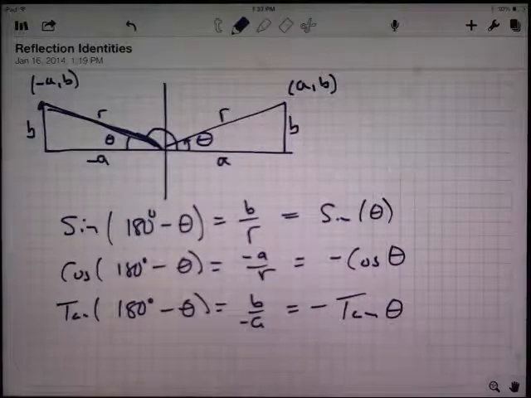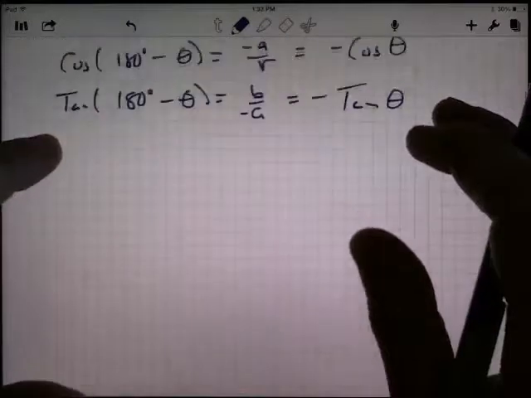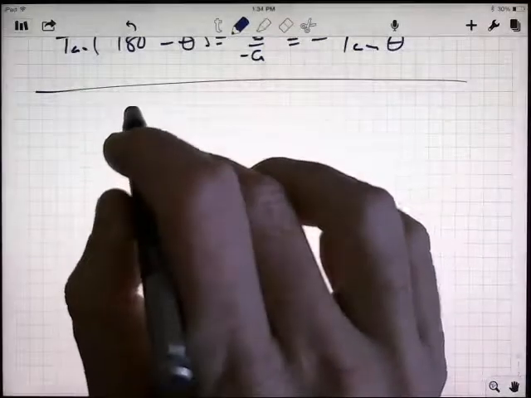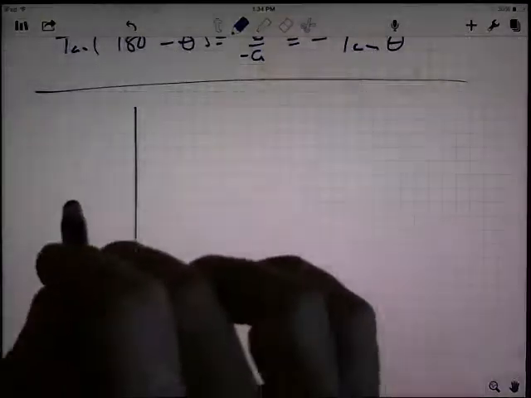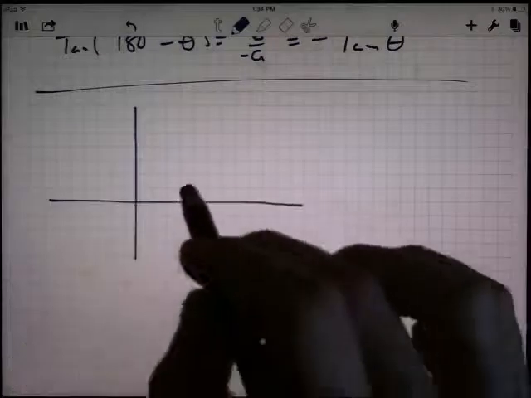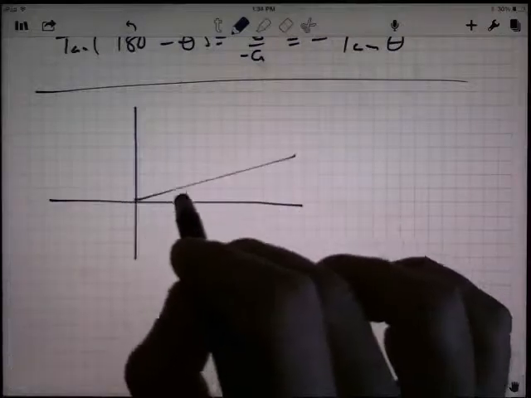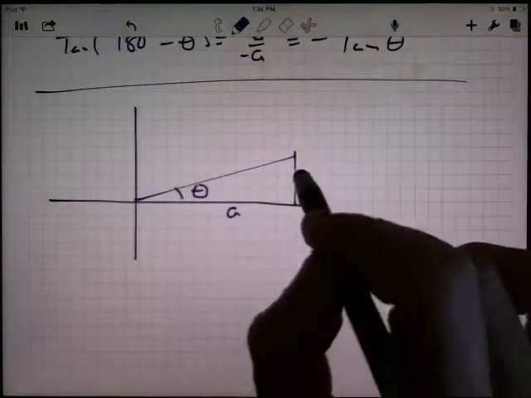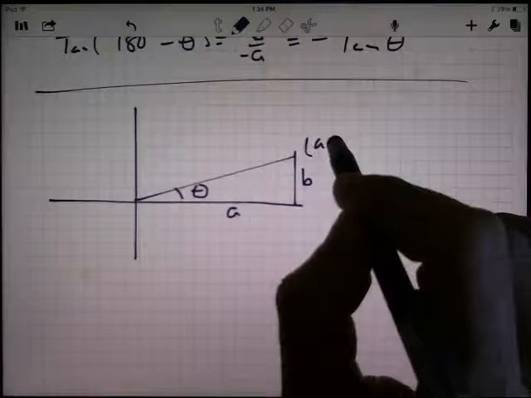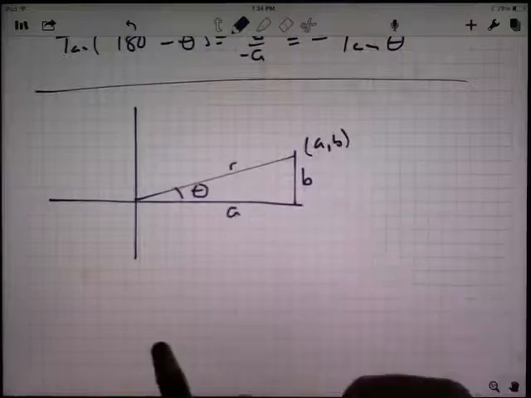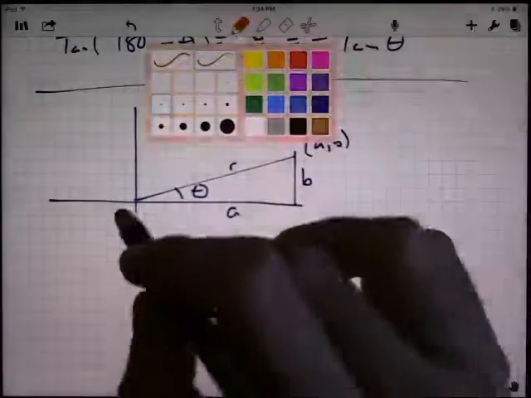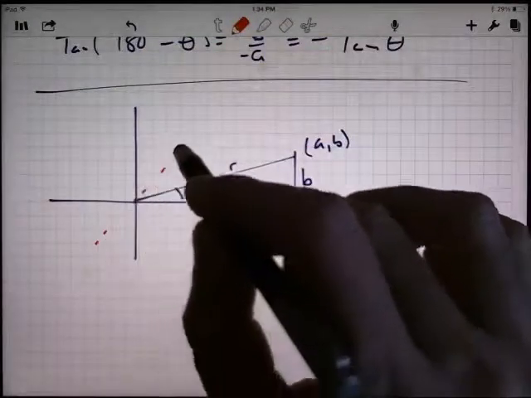Okay. There's another reflection that is of some interest to us. In fact, it's going to turn out we've already looked at it, and that is reflection over the line y equals x. So if I have an angle here, so here's my angle in standard position. Again, I'm going to say that's a and that's b, so the coordinates of that point are (a, b), call the hypotenuse r. And now I'm going to reflect over the line y equals x.